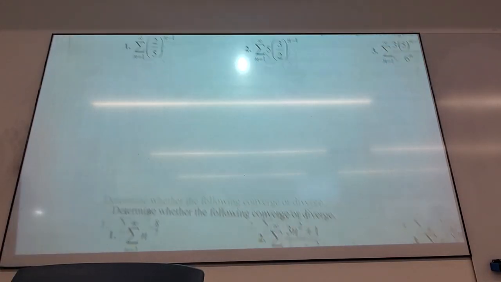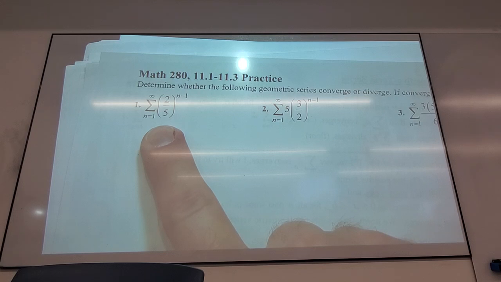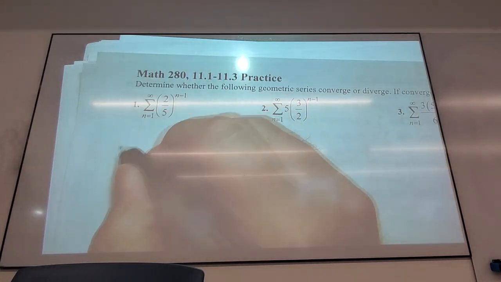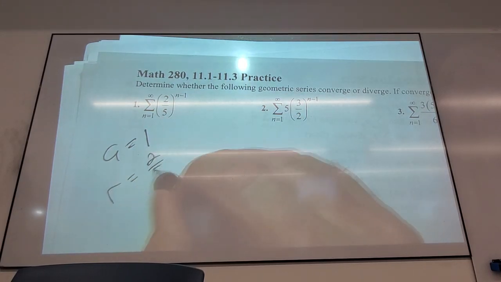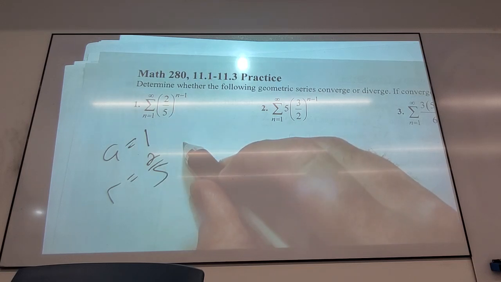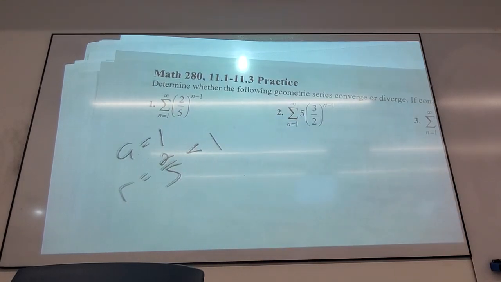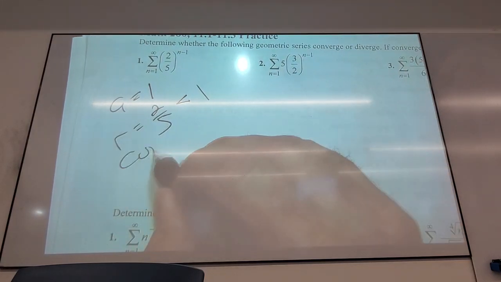So my geometric. I started you off nice. Is it in the right form already? Yes. So I know what A is. 1. What's R? 2/5. And is R doing what it's supposed to do? Yes. Which is doing what? Being less than 1. Kick ass. Therefore, this series converges.